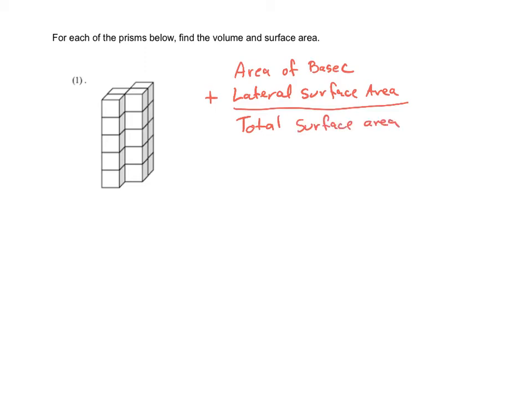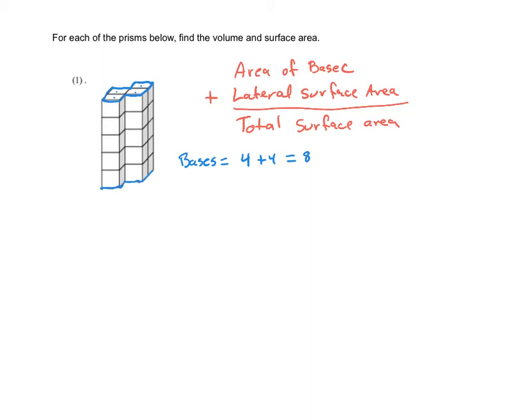So the first thing we're going to do is take a look and see if we can find the area of the bases. We said before that the bases are going to be the congruent parallel sides. So that's going to be like the top and bottom in this diagram. I can just count and say this is 1, 2, 3, 4 units for the top plus 4 units for the bottom. So the area of the bases is going to be 4 plus 4, or just 8 units.